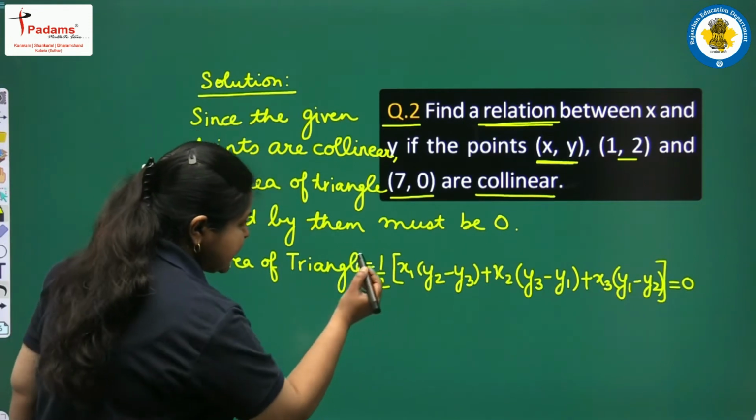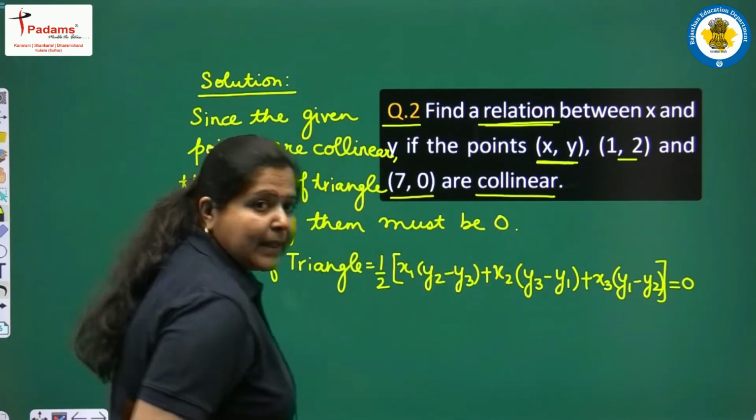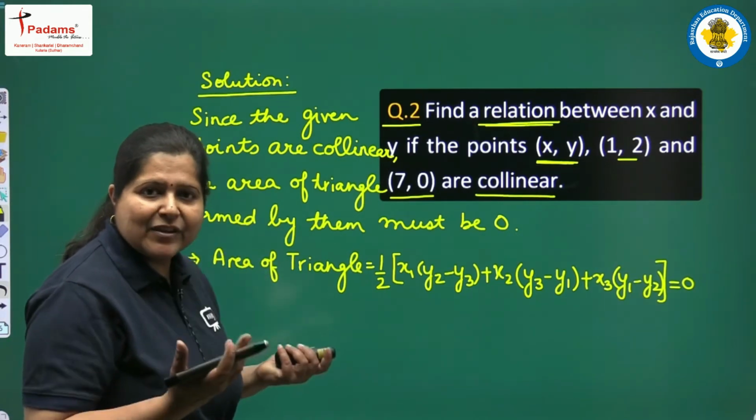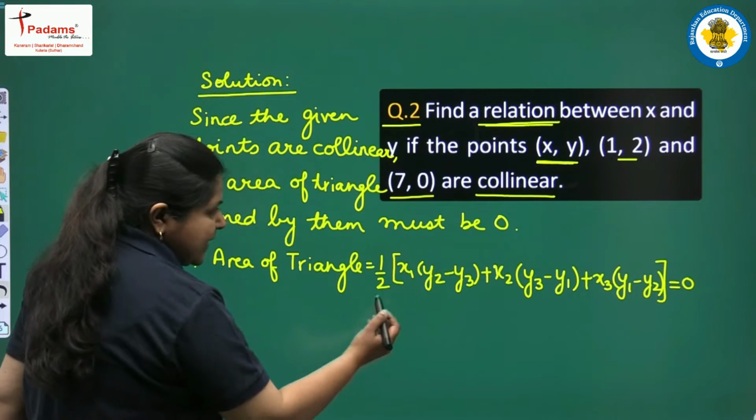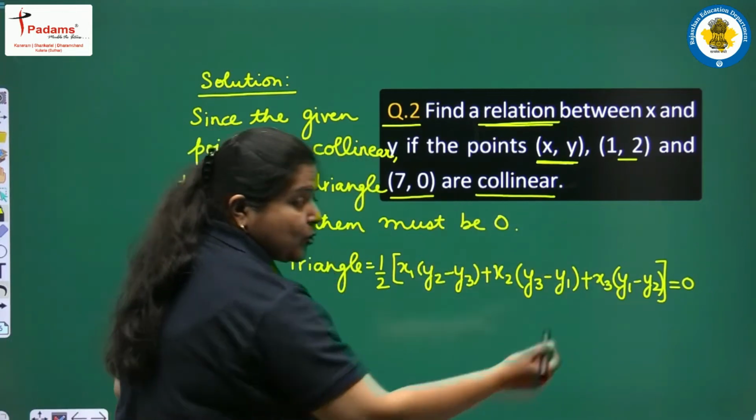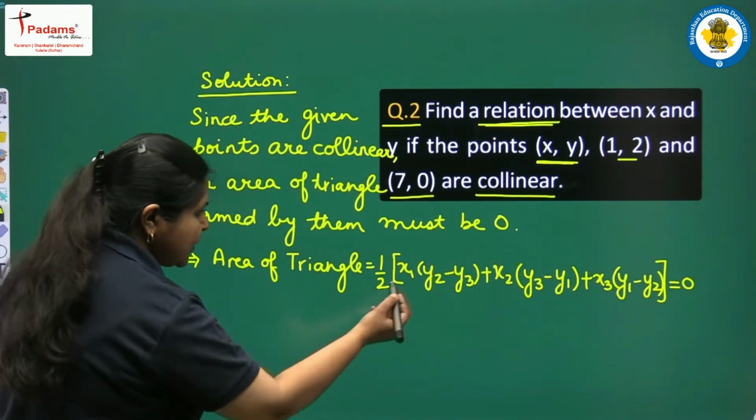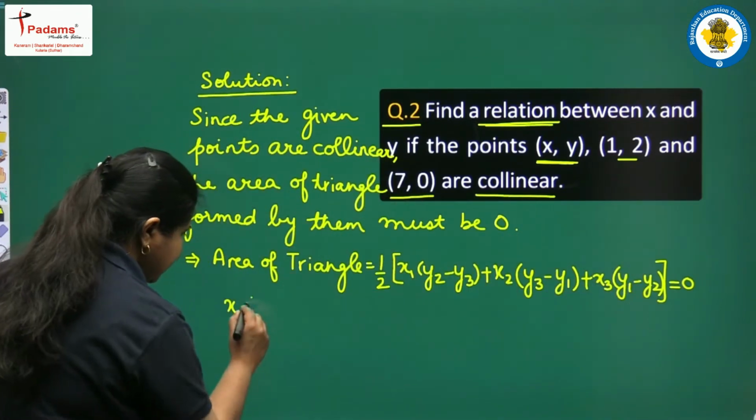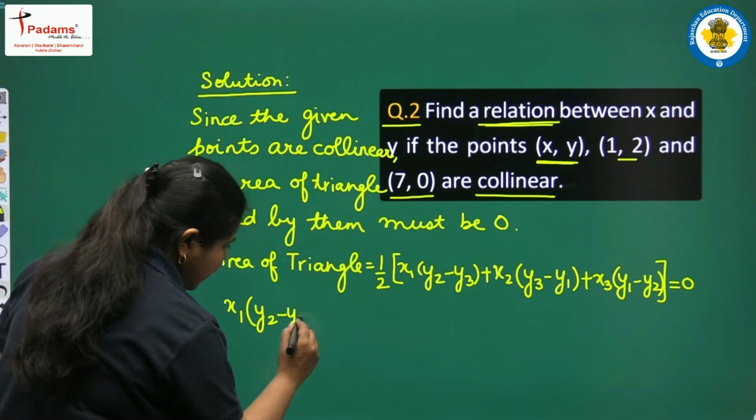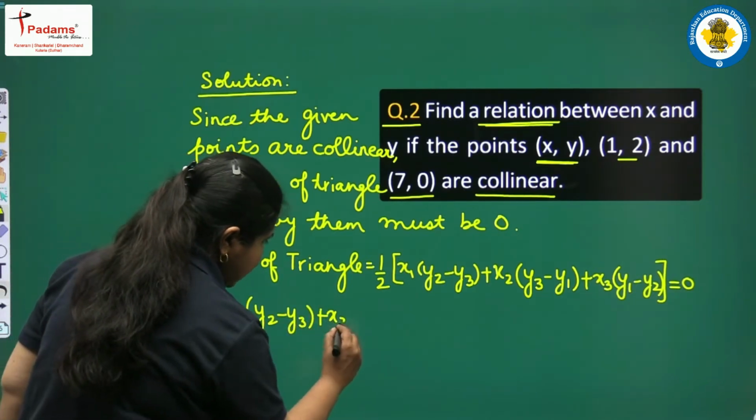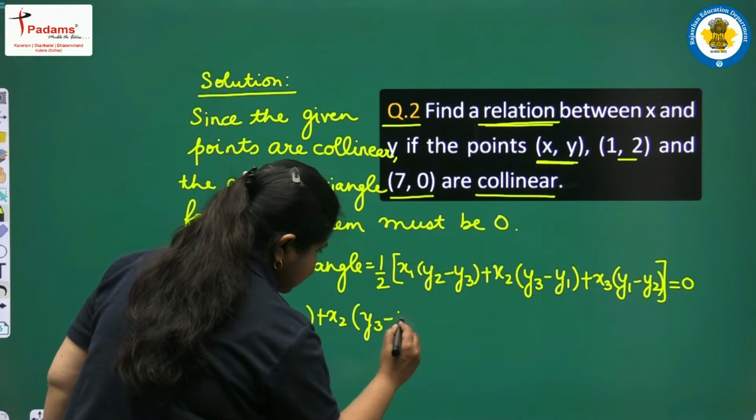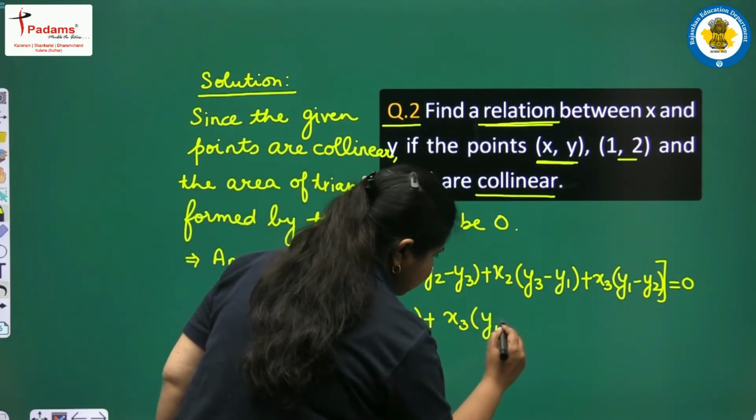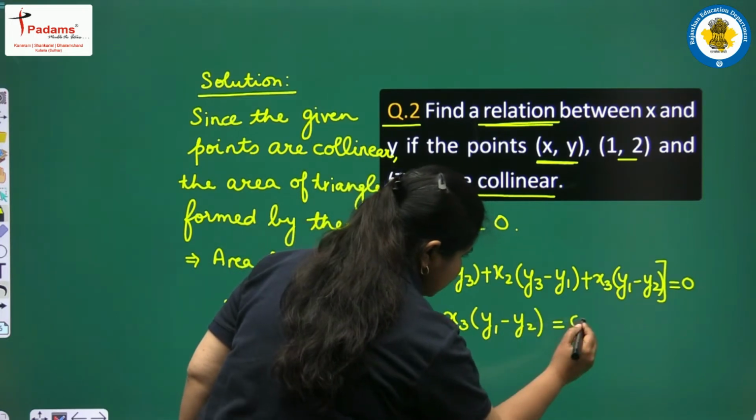Now you can take this half to the RHS. It will be multiplied by 0 on taking its reciprocal and it will be 0 itself. So when we take this 1/2 to the other side with the reciprocal and multiply it with 0, it will become 0 and we will be left with only this central expression. So we can write it here as x1 into y2 minus y3 plus x2 into y3 minus y1 plus here we will have x3 into y1 minus y2. All this is equal to 0.